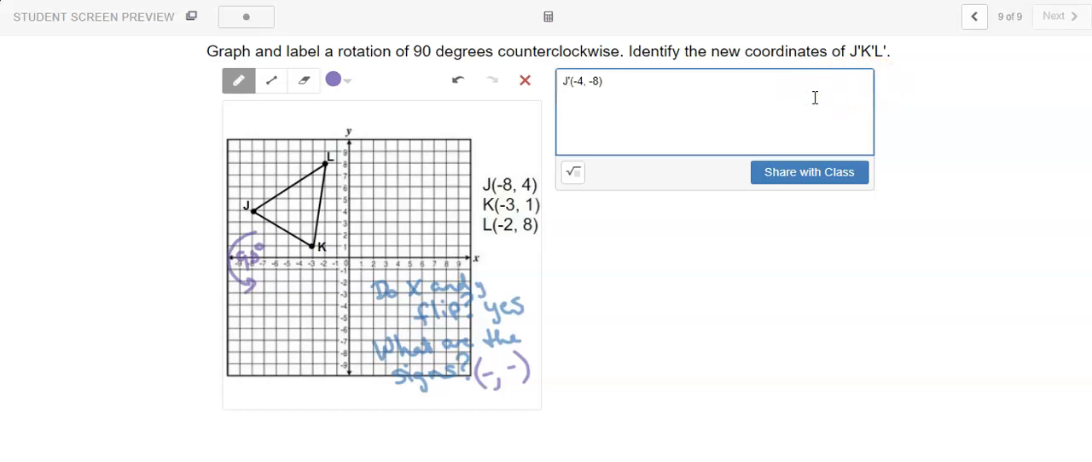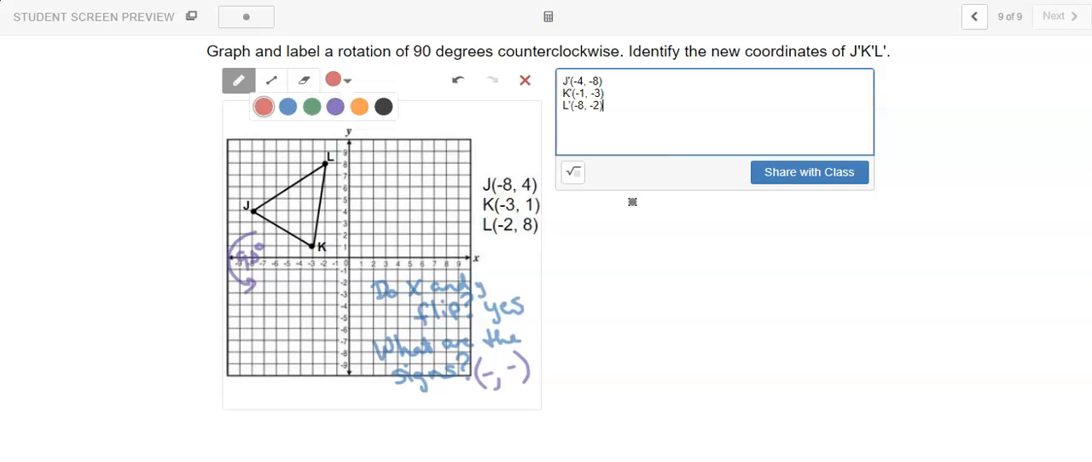I'm going to do the same thing for K prime. So I'm going to flip them. So it'll be a 1 and then a 3 and make both the x and y negative. And do the same thing for L. I'm going to flip the 8 and the 2 and then make them both negative. When I do that, I can go ahead and graph the new picture.